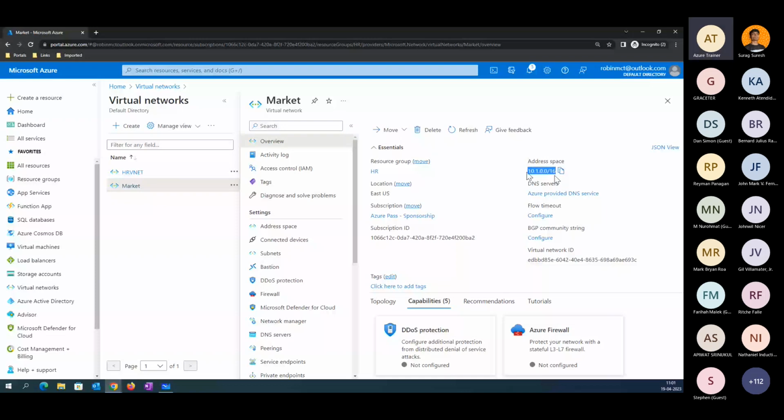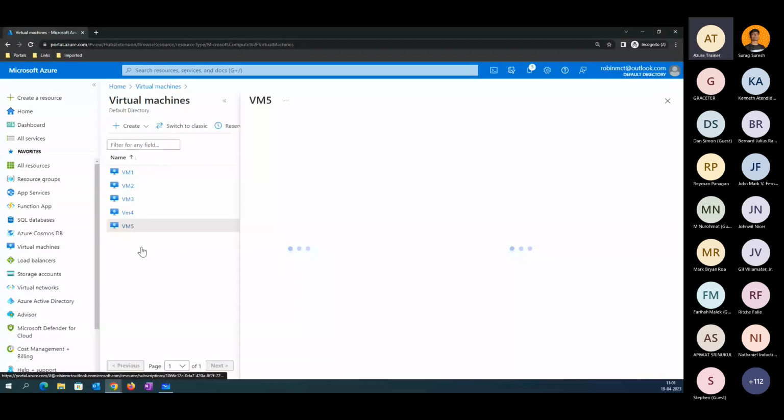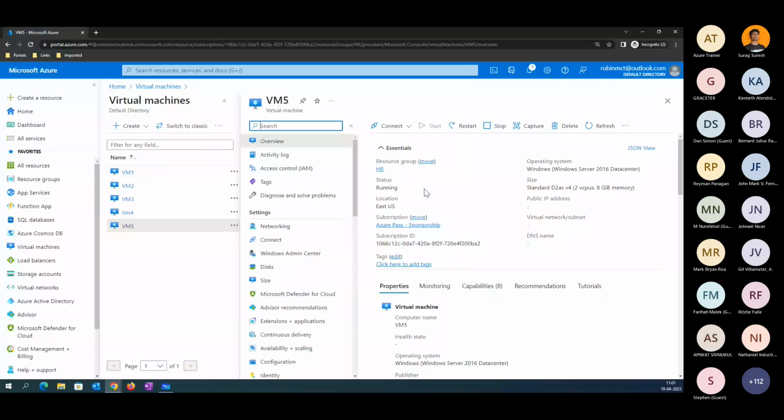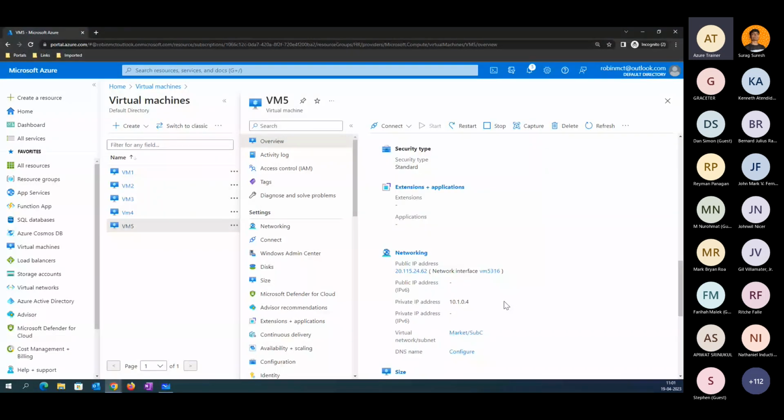Now the VM has been created. The name we are given is VM5. It's been created in the East US data center. If you go to the properties, you may notice the IP address it's going to get is 10.1.0.4. So the IP range which you can see here is 10.1.0.4.